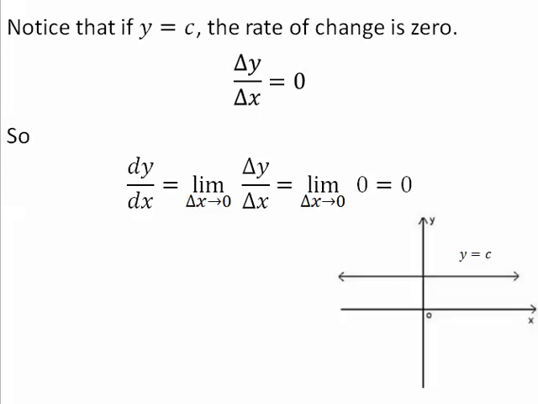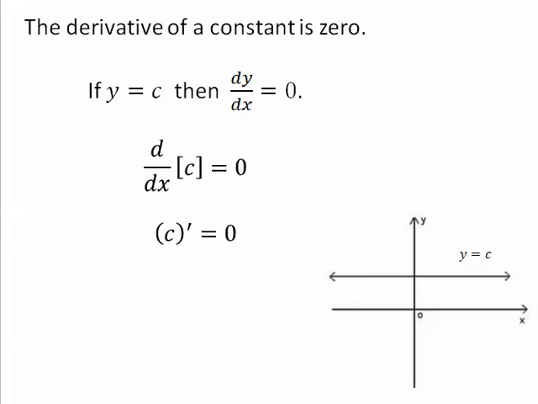Notice that if you have a constant function like y equals 5, or y equals 3, or y equals 7, notice that the rate of change is 0. So dy dx, the result of the limit, is just 0. So if y is a constant function, its derivative is 0.